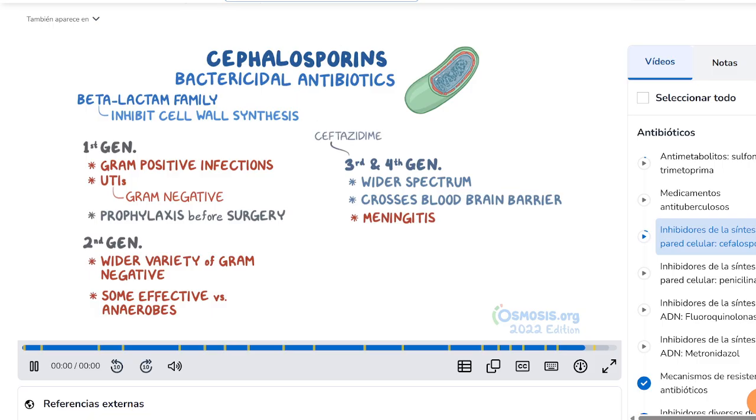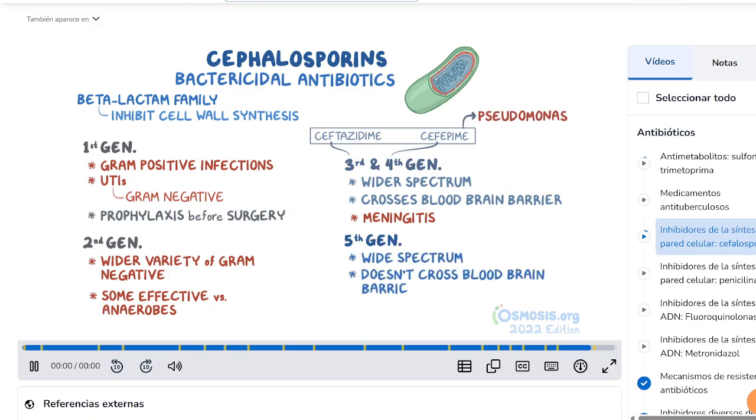Ceftazidime from the 3rd gen and cefepime from the 4th gen are also effective against Pseudomonas. Gen 5 is also wide-spectrum but does not cross the blood-brain barrier. It's the only class of cephalosporins effective against MRSA.